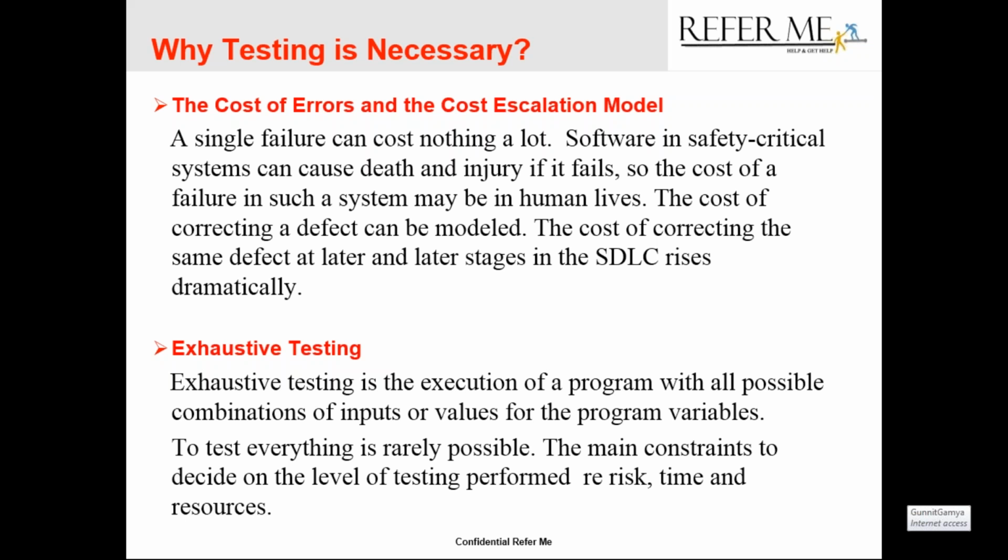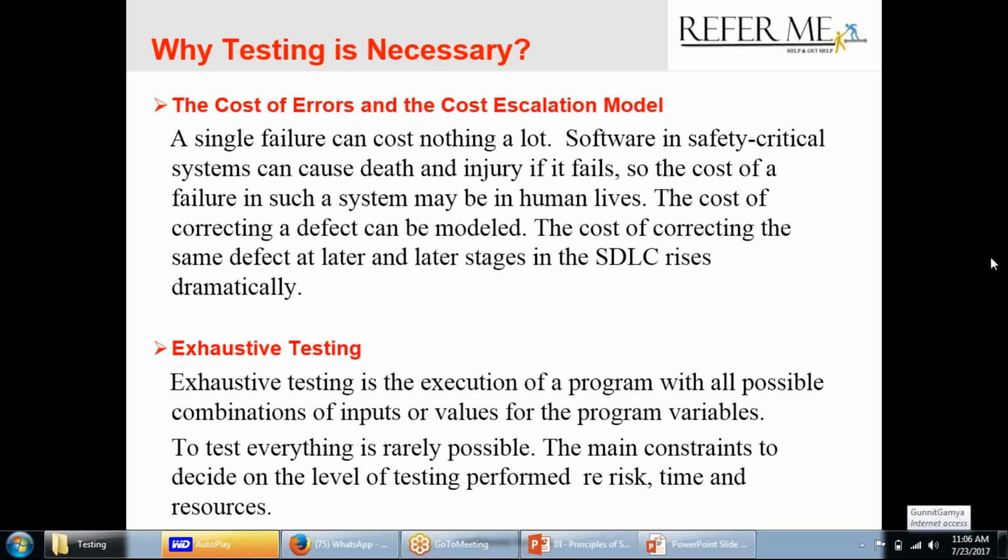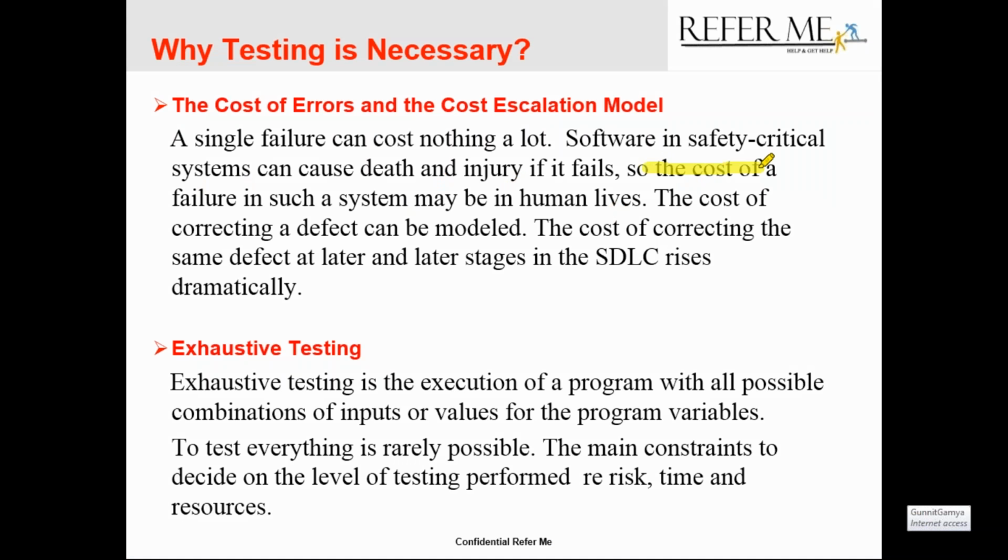Correct. So the cost of error is always very high if it is not taken care of correctly, like they have mentioned here. The cost of failure in such a system may be human lives. The cost of correcting a defect can be modeled. The cost of correcting the same defect at a later stage of SDLC rises dramatically. What is the meaning of that? Like I'm taking another example.